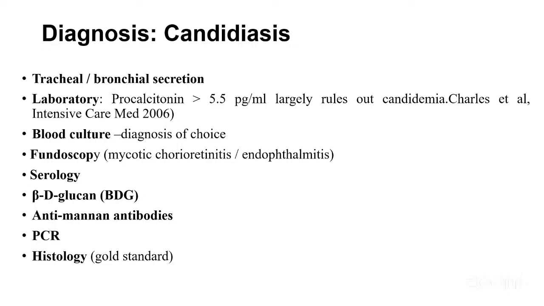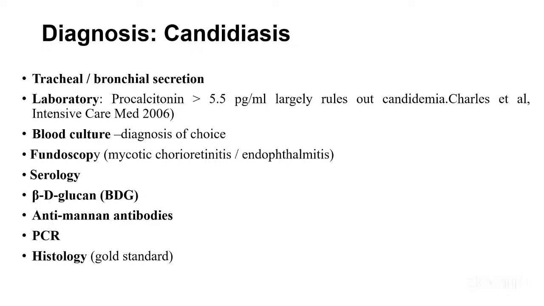Beta-D-glucan levels are highly specific for Candida, but also positive for Pneumocystis jirovecii infection. So the beta-D-glucan test has very high negative predictive value only. The cutoff for beta-D-glucan is 80 picogram per ml.